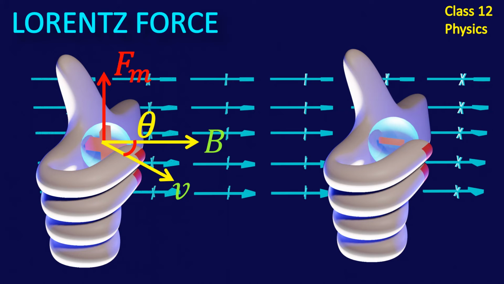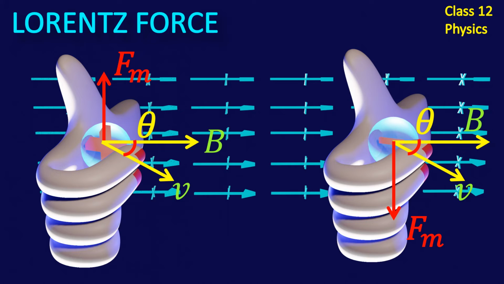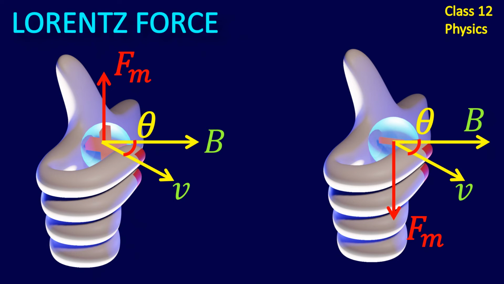In the same way, for a negative charge, the Lorentz force will act in the downward direction. Lorentz force is always perpendicular to the magnetic field and the velocity of the charge.